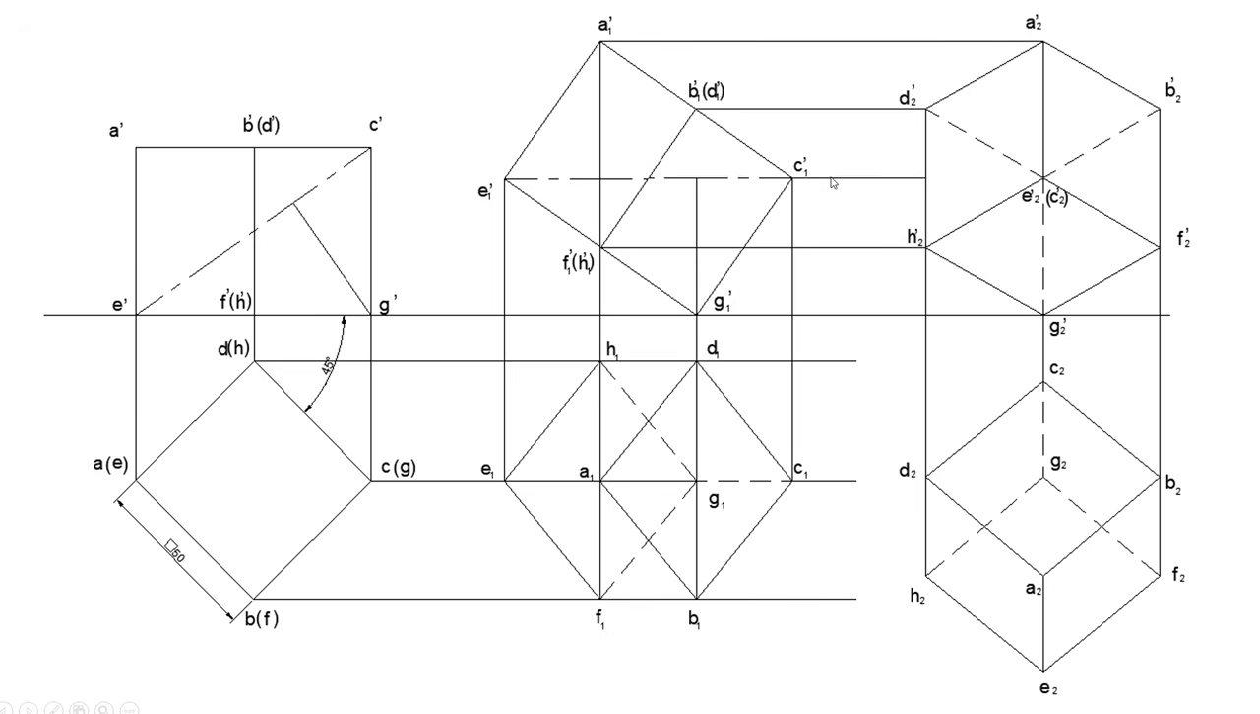So the body diagonal is actually EC. Here you have it inclined and here it is parallel. Now here it is perpendicular. When EC, the body diagonal, is perpendicular, E dash and C dash will be a single point. So this is how you draw the projection of a cube when the body diagonal is perpendicular.